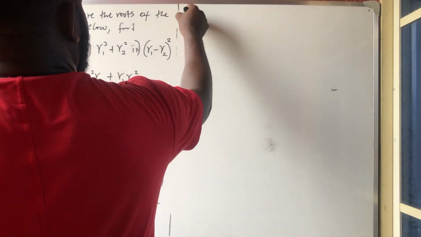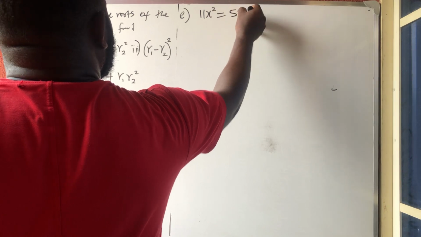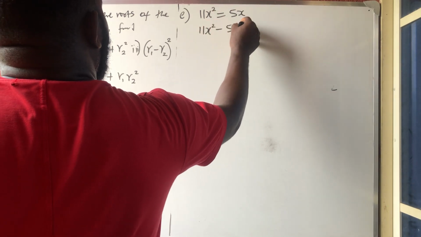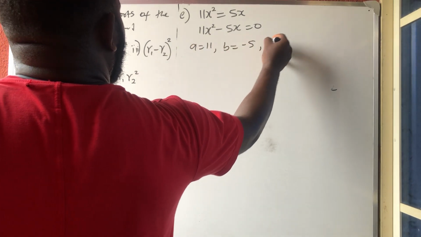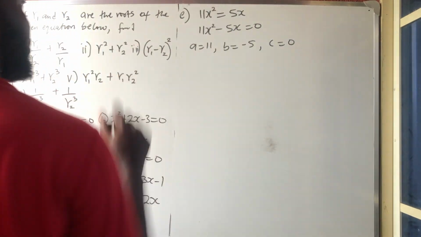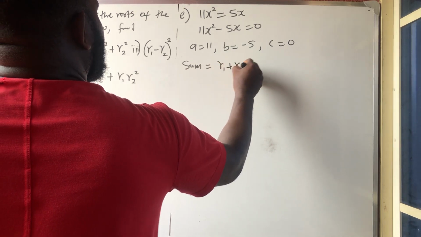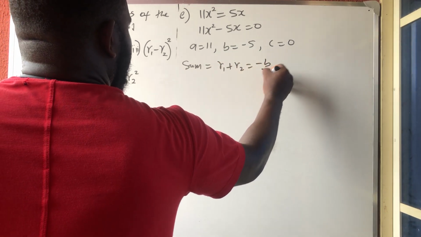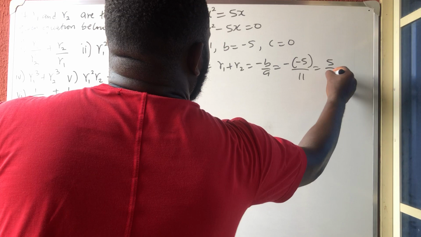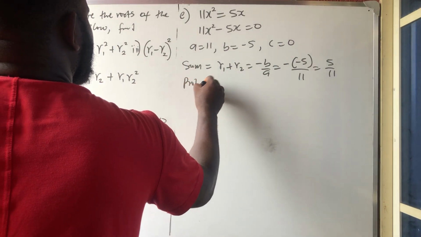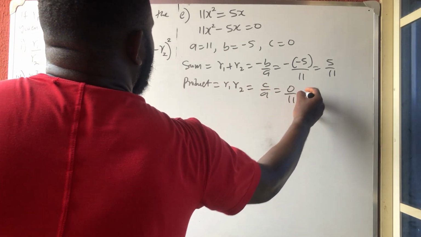E said 11x squared is equal to 5x. So which is 11x squared minus 5x is equal to 0. So which shows that a is 11, b is minus 5, and c is 0, because there is no constant. So this one will show me that the sum is simply r1 plus r2, which is minus b over a, which is minus into minus 5 over 11, which is 5 over 11. While the product is simply r1 r2, which is c over a, which is 0 over 11, which is 0.